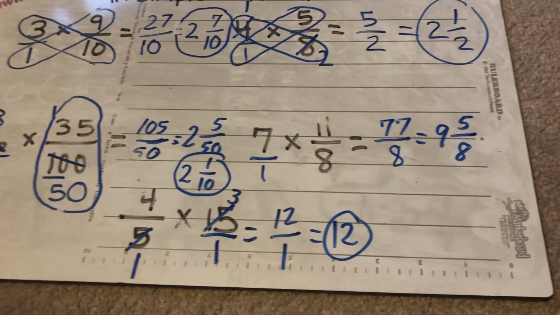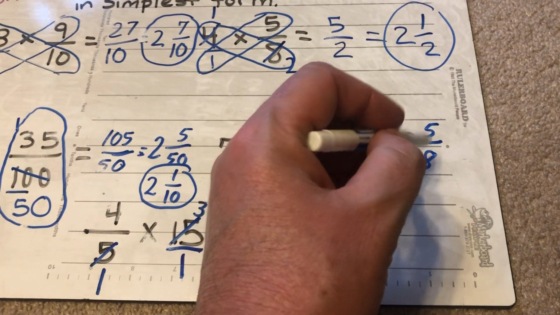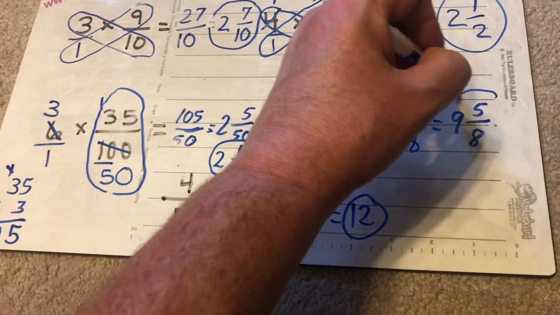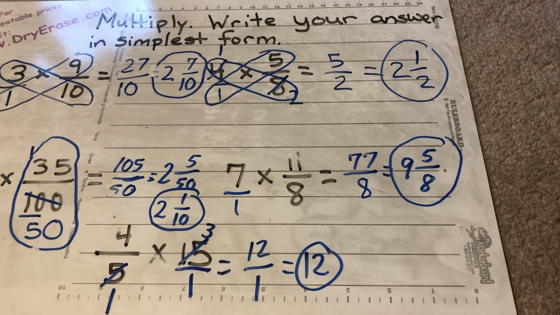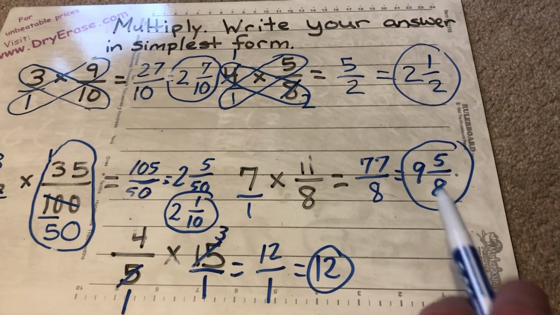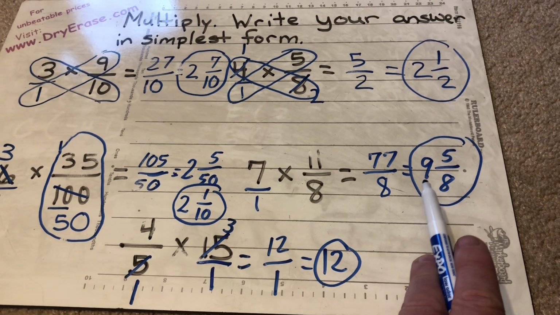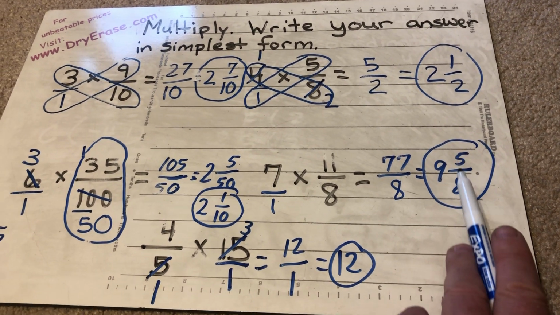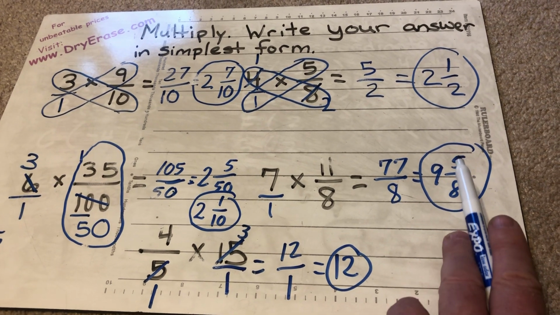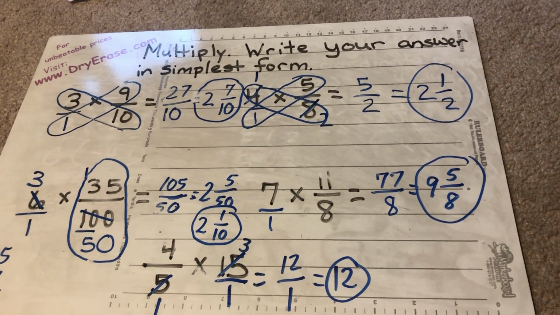5 over 8. Nothing besides 1 can go into both 5 and 8, so I know that 9 and 5/8 is in simplest form. And so remember, when you're simplifying fractions and it's a mixed number, that whole number doesn't matter. The only numbers that are changing are the numerator and denominator parts of the fraction.